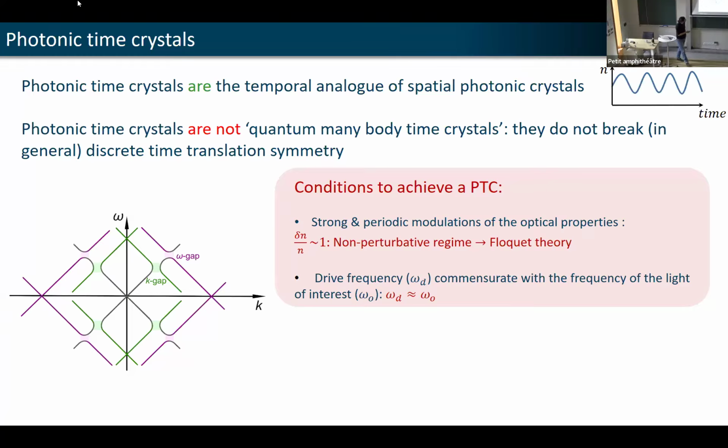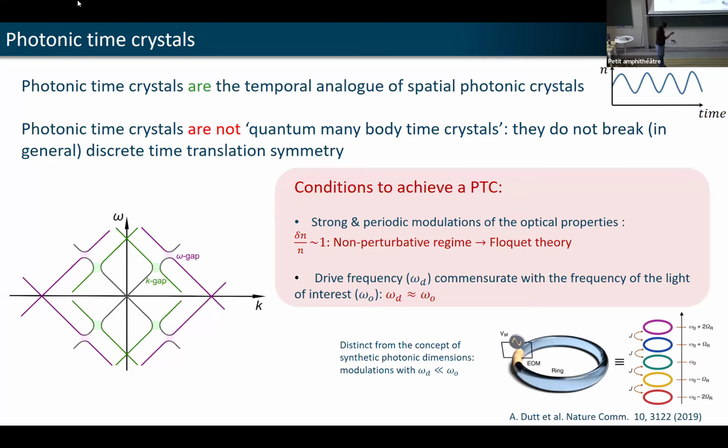And another important aspect is that the modulation needs to be ultra fast on the time scale typically of the light you are considering. Okay, so you want to open the gap at this particular frequency. Typically, for this to happen, you will need to drive the system at this frequency or twice this frequency. So it needs to be both ultra strong and ultra fast modulation. Okay, this is what makes it difficult to realize experimentally.